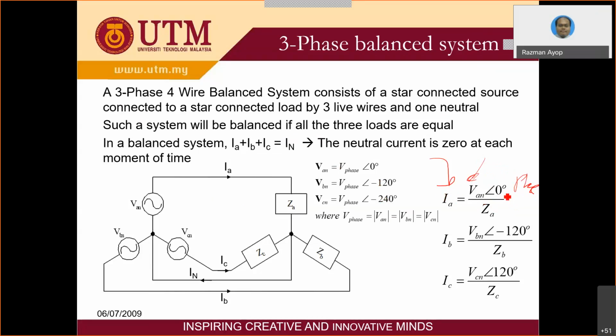For voltage, make sure you use phase voltage, because it's a balanced load. The Z is the same: ZA, ZB, ZC are the same. If the system is balanced, IN equals 0. So you don't need the line current. For the 4-wire type, the neutral current is not needed, because for a balanced load, if you add everything, it equals 0.